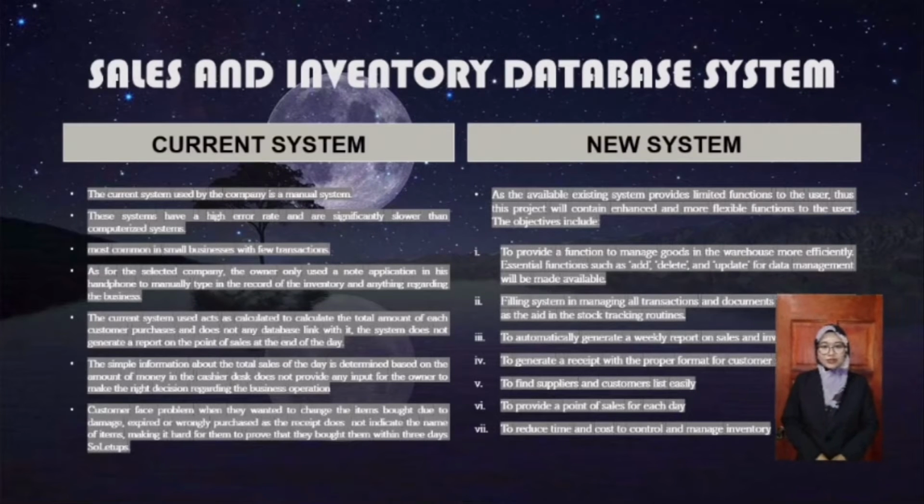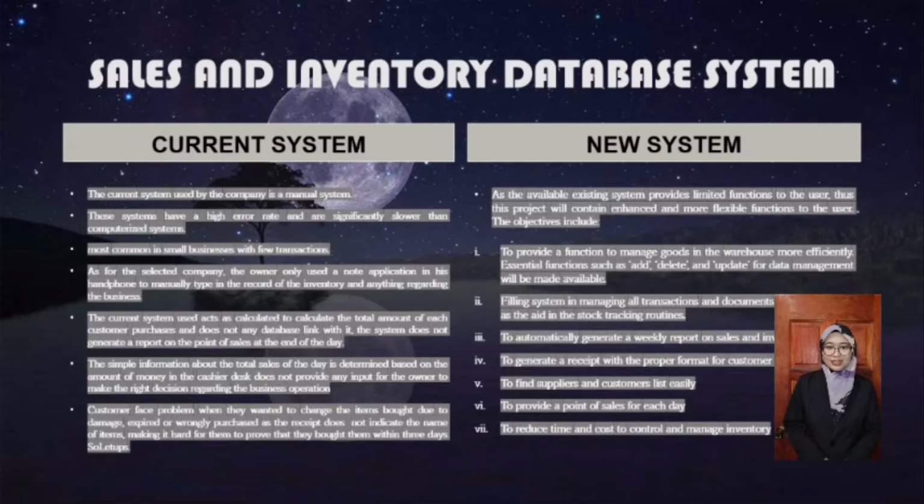Therefore, let's take a look at the current system and the new system. The current system used by the company is a manual system. A manual system is a bookkeeping system in which records are kept by hand rather than using a computer system. This system has high error rates and is significantly slower than a computerized system. Therefore, manual systems are most common in small businesses with few transactions.